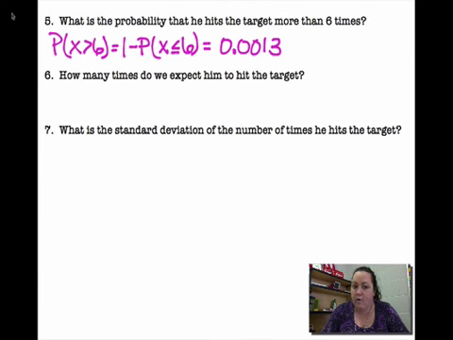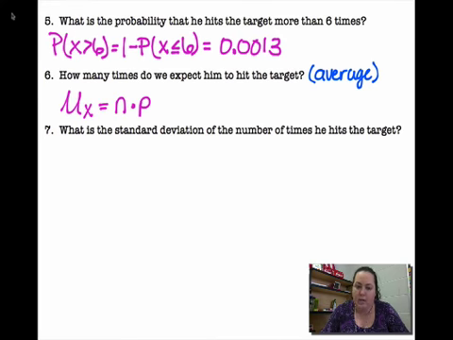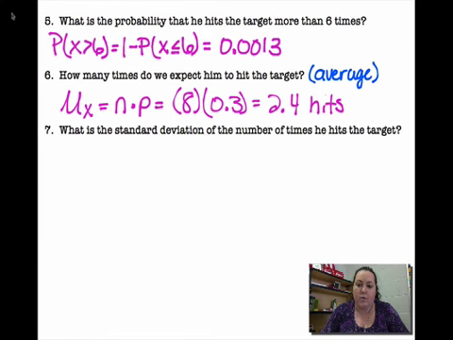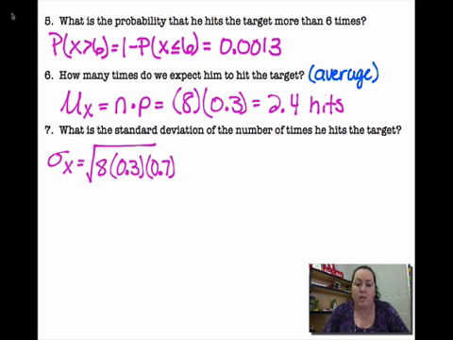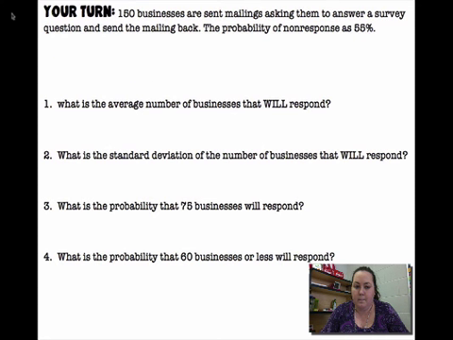How many times do you expect him to hit the target? An expected value is your mean. So I'm finding the average, the mean. So my mean is N times P because it's binomial. So it's 8 times 30%, which gives me 2.4 hits is his average. What is the standard deviation of the number of times he will hit the target? Again, it's binomial, so I'm using the formula for standard deviation of a binomial distribution, which is the square root of N times P times 1 minus P. So 8 times 0.3 times 0.7, which gives me 1.296 hits.